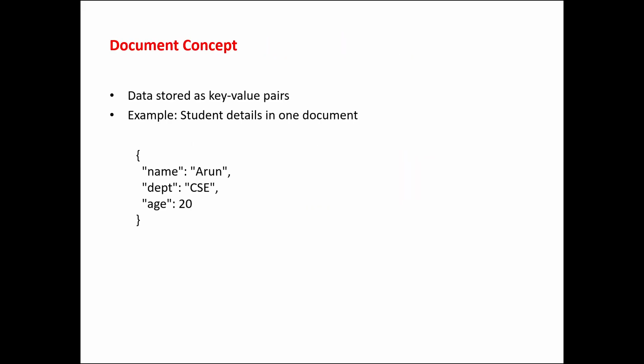I mentioned the term document, which is nothing but a row. I already mentioned that the rows are stored as key value pairs. You can see the example. I give one student document here: name colon Arun, department colon CSE, age colon 20. Here I didn't mention any data type. I just give key value pairs, that is name, and his name is Arun. So you just give it in the format of key value pairs as a document.